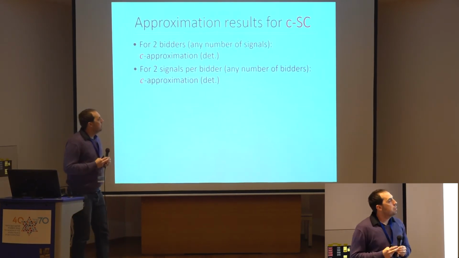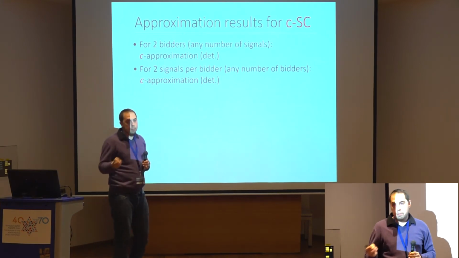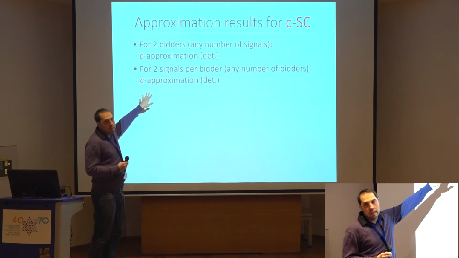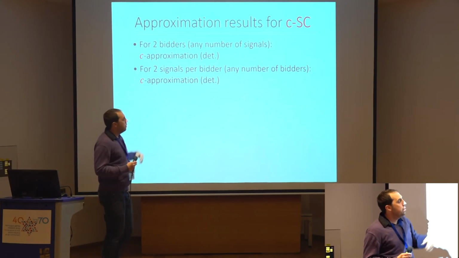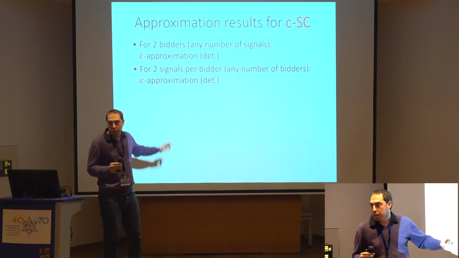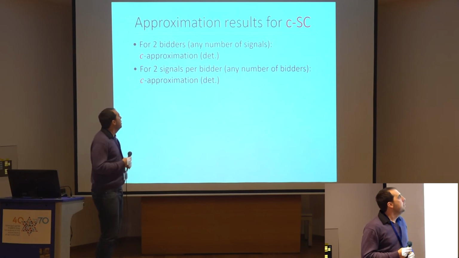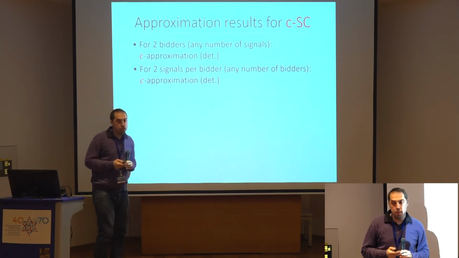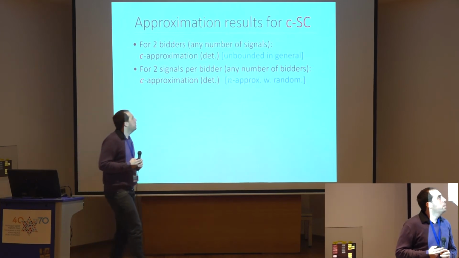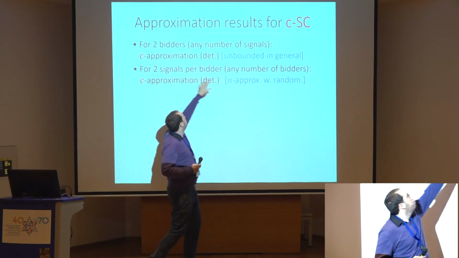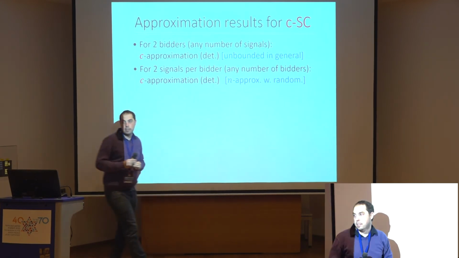Okay, so let's talk about our results a bit. The first is for 2 bidders and any number of signals. We can get a deterministic C approximation. And for the case with any number of bidders, but only 2 signals per bidder, high or low, let's say, we can also get a C approximation. And these are tight. You should compare it with the unbounded gap we had for the first case and the n approximation we had for the second case.